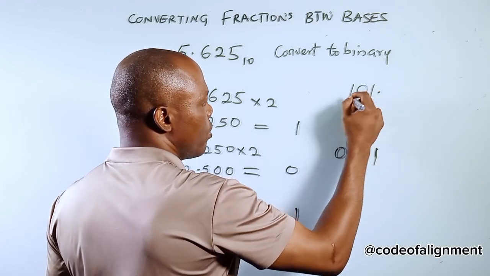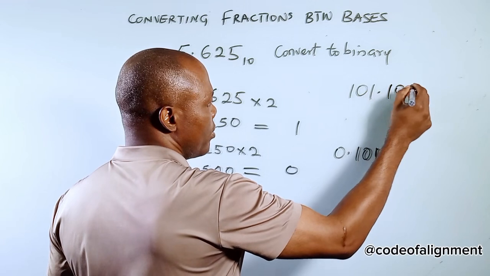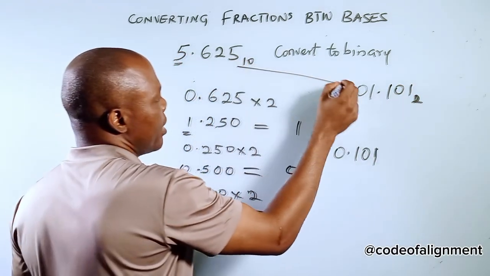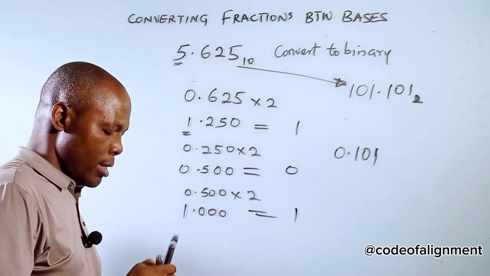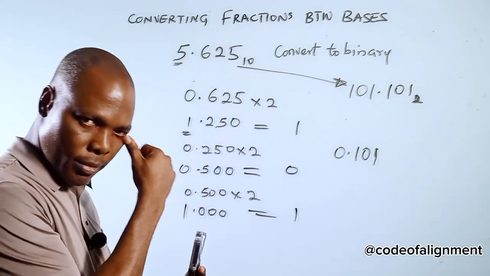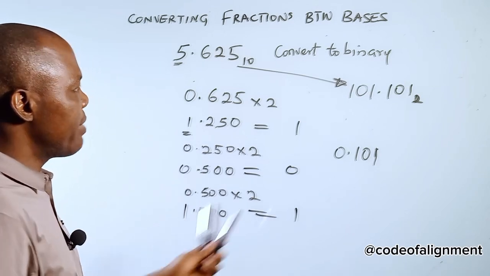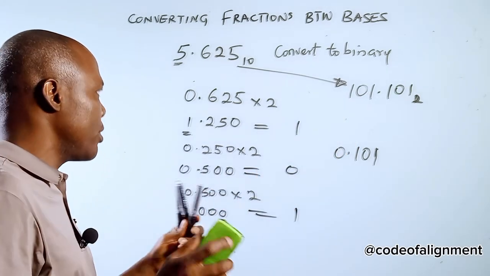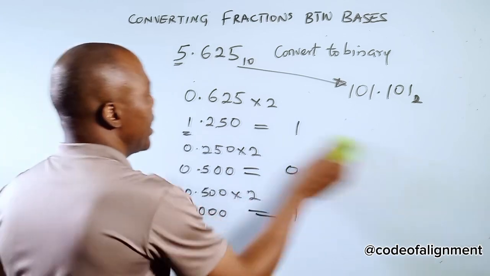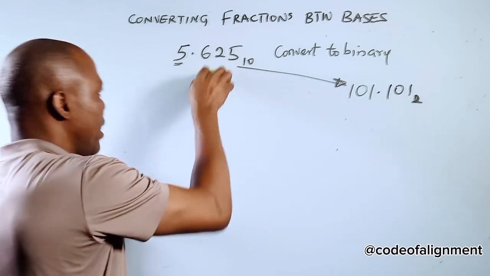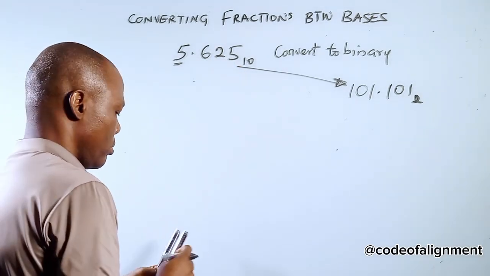Add it to this one, and that will give you 101.101. So this is base 2. That is how you convert this one to binary. I hope you are clear. I've actually done this conversion in the last class, but let me still do it in this class so that you will see it clearly. So how to return this back is simple.